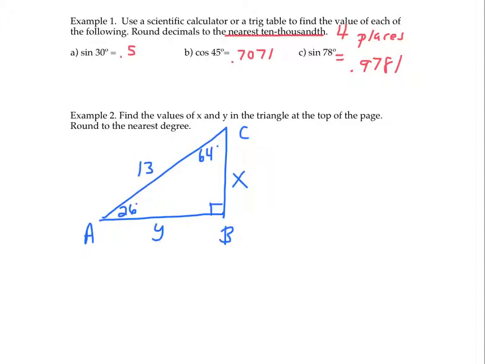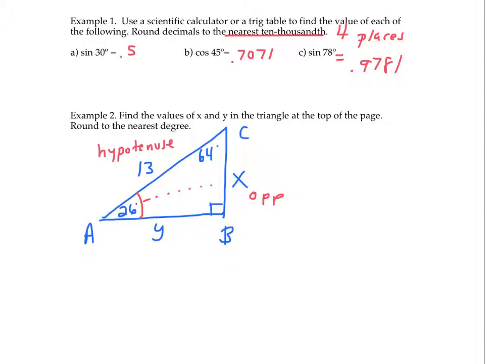Okay, we have a couple of different ways in which we can solve for x and for y. If I wanted to use this angle A right here, 26 degrees, I can work with the sine of angle A to solve for x, because x is the opposite side to my angle, and 13 is the hypotenuse.